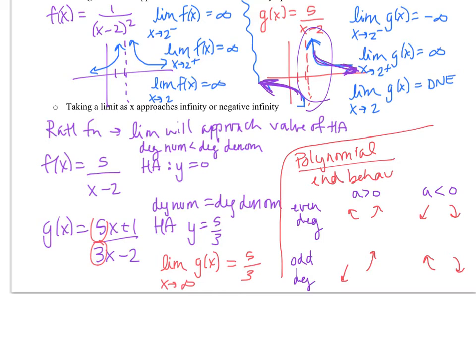So as I'm taking my limits, if I'm approaching a vertical asymptote value, then I want to look at what my graph does around my asymptote. If I'm approaching infinity or negative infinity, then I either want to look at what my horizontal asymptote is doing, or if I'm working with a polynomial, what the end behavior is for my graph.